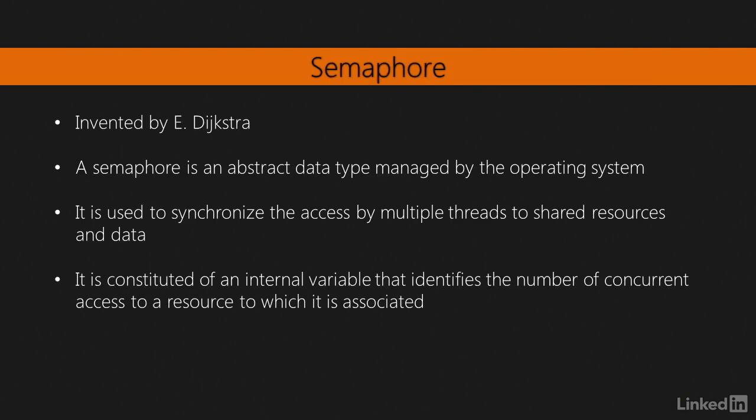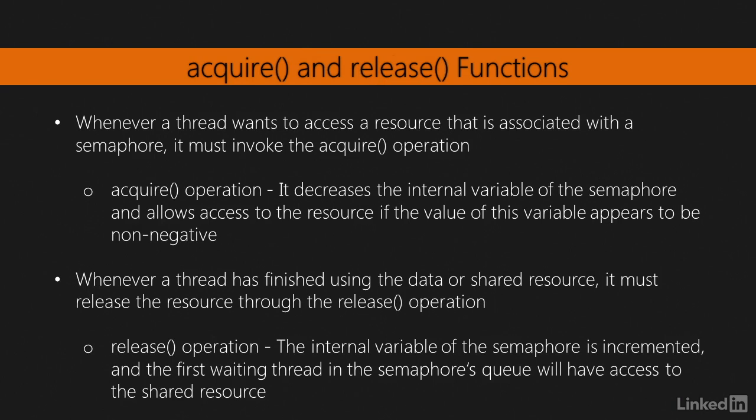Invented by E. Dijkstra and used for the first time in an operating system, a semaphore is an abstract data type managed by the operating system, used to synchronize the access by multiple threads to shared resources and data. Essentially, a semaphore is constituted of an internal variable that identifies the number of concurrent accesses to a resource to which it is associated. Also, in the threading module, the operation of a semaphore is based on the two functions acquire() and release(), as explained.